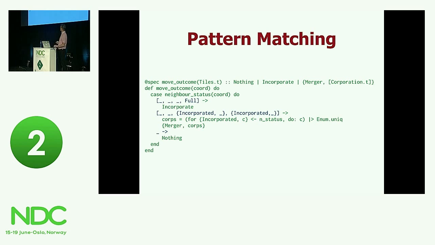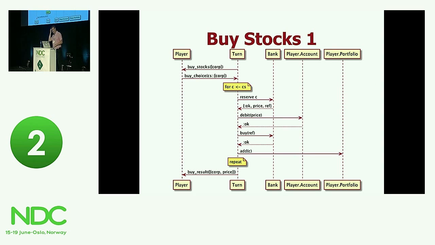And now we need to have an MSC, and this is my first attempt of buying stocks. So when you've done something, you placed a tile and these other things have happened, you get a chance to buy a stock. And what happens here is it's done by message passing. So the turn process will ask the player, you can now buy a stock in one of the active corporations. So it sends a list along.